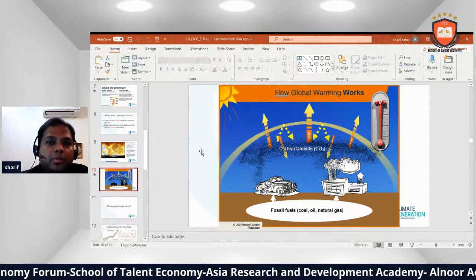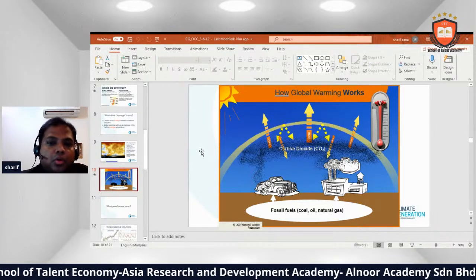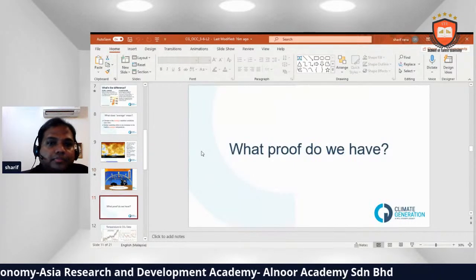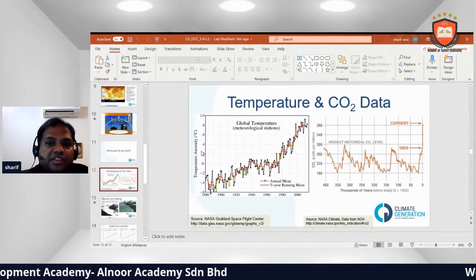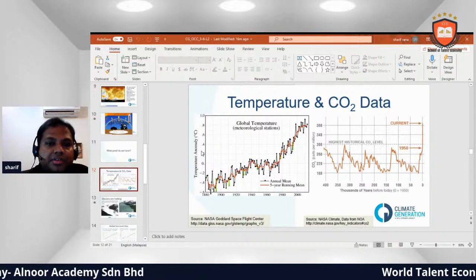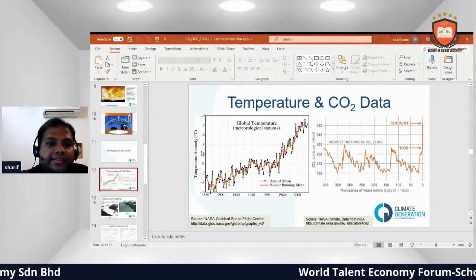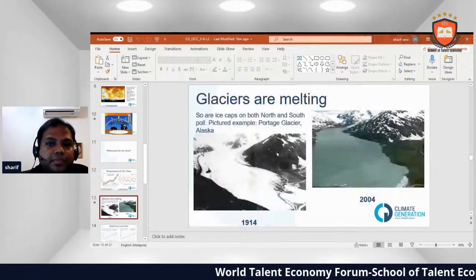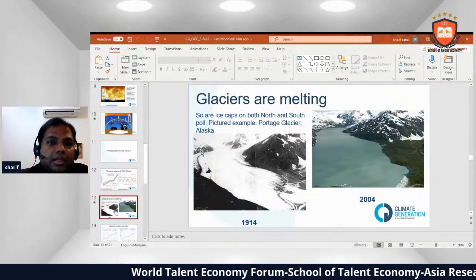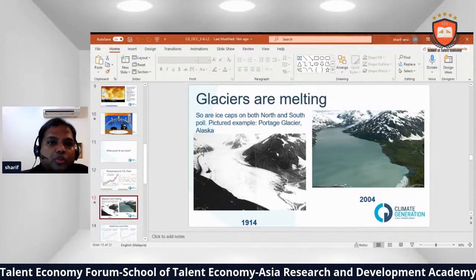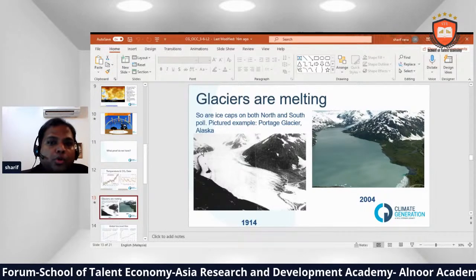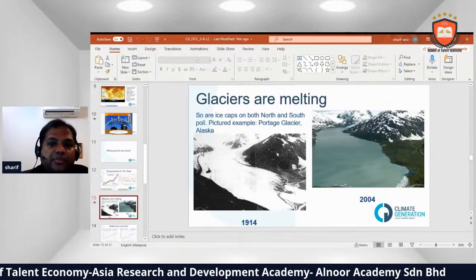How does global warming work? Fossil fuels: coal, oil, natural gas. What proof do we need? Temperature and CO2 data. Global temperatures, source NASA Goddard Space Flight Center. Glaciers are melting, and so are the ice caps at both the North and South Poles. Pictures, for example, Portage Glacier, Alaska, in 1994 and 2004.